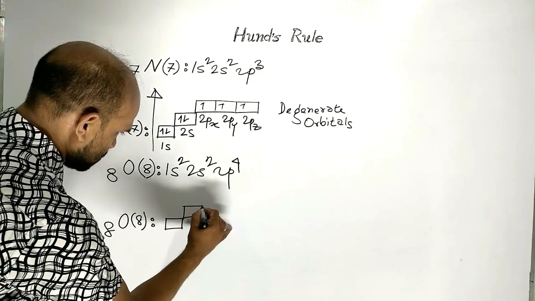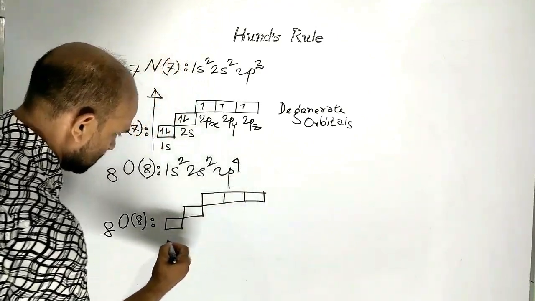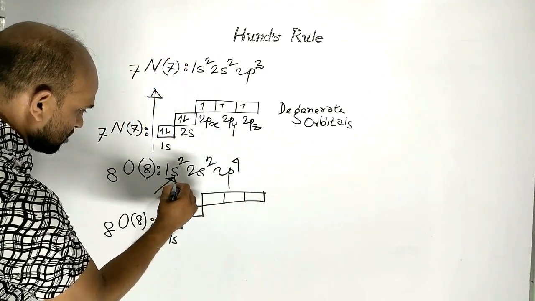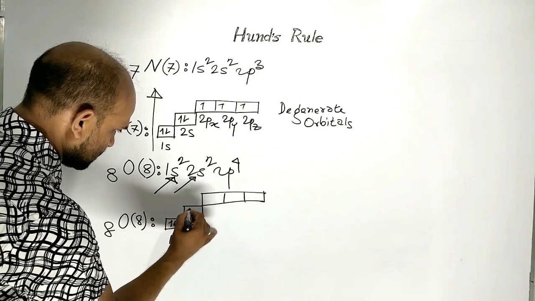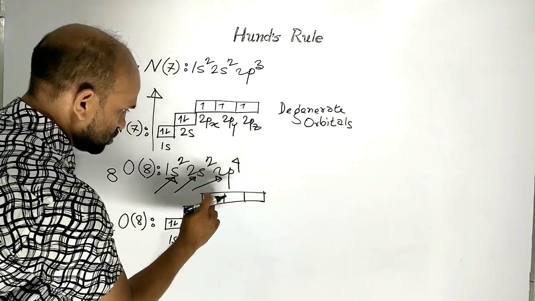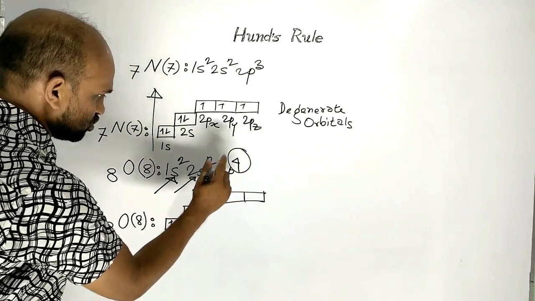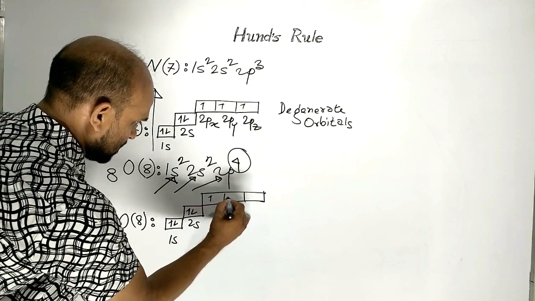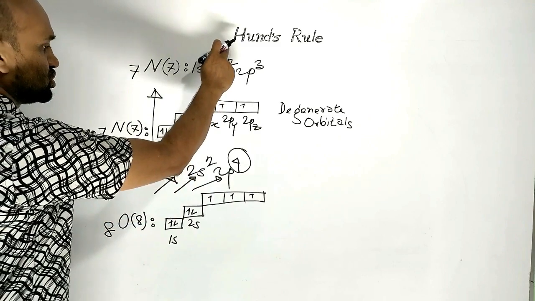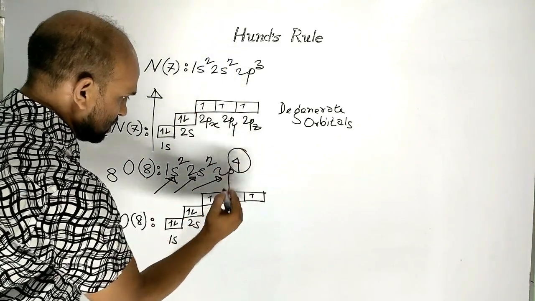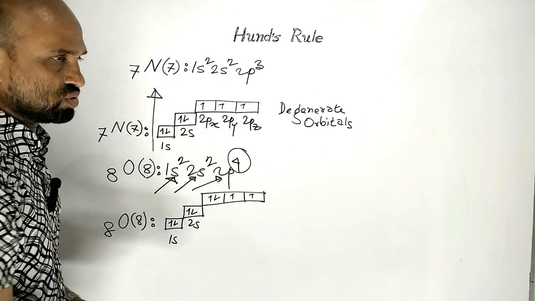Electronic configuration in box method in this way: 1s, 2s, then 2p, 1, 2, 3. 1s orbital contains 2 electrons. Then 2s orbital contains 2 electrons. Now 2p orbitals contain total 4 electrons. These 4 electrons will be distributed first one by one with the spin of same direction according to Hund's rule. Now another 1 electron will be paired in this way. This is according to Hund's rule.